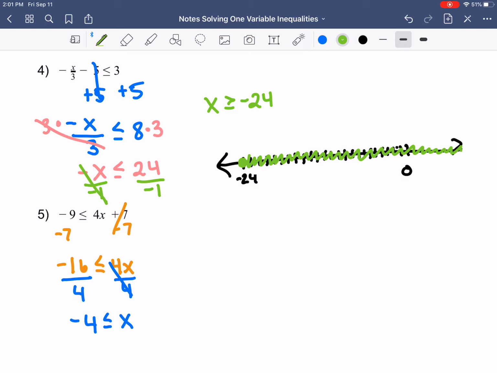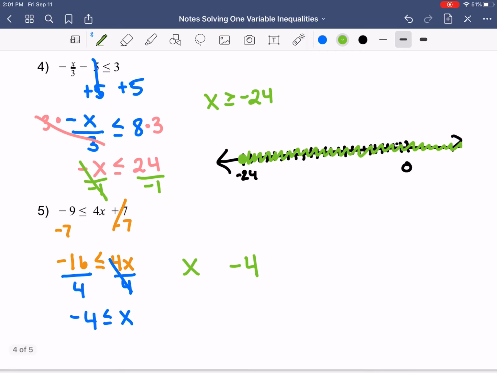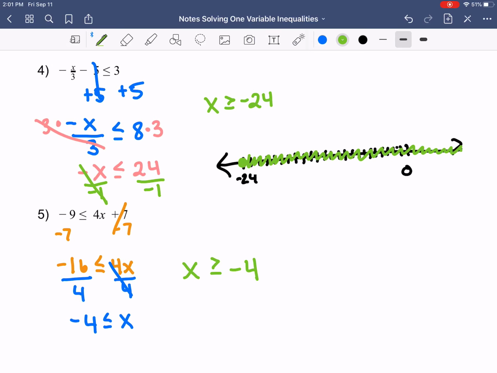But I always want my x on the left. So I'm going to switch sides. And when you switch sides, you switch the sign. So the blue equation says negative 4 is less than or equal to x. The other equation says x is greater than or equal to negative 4. Those are the same statements, just written opposite ways.